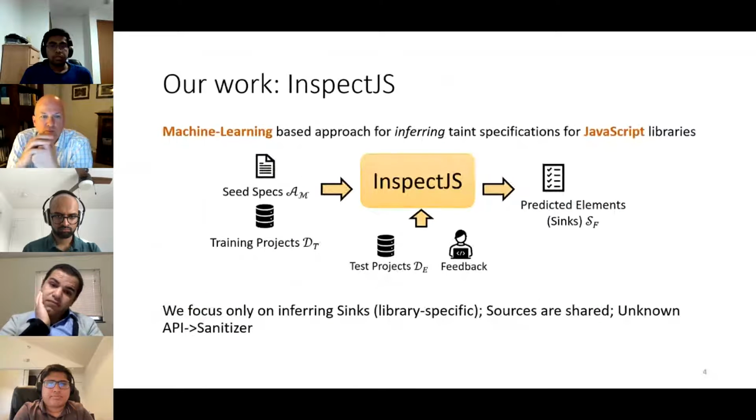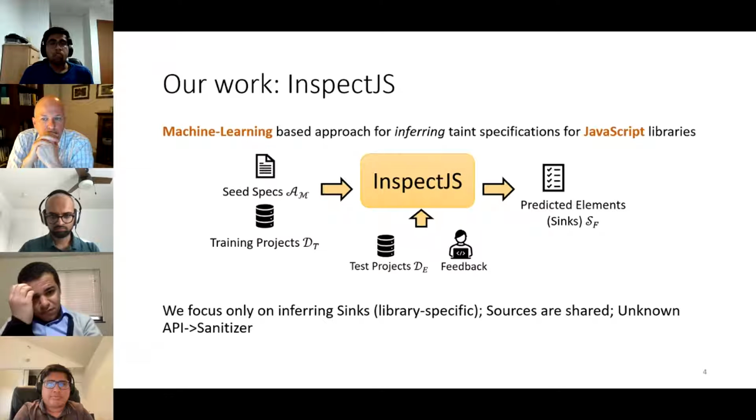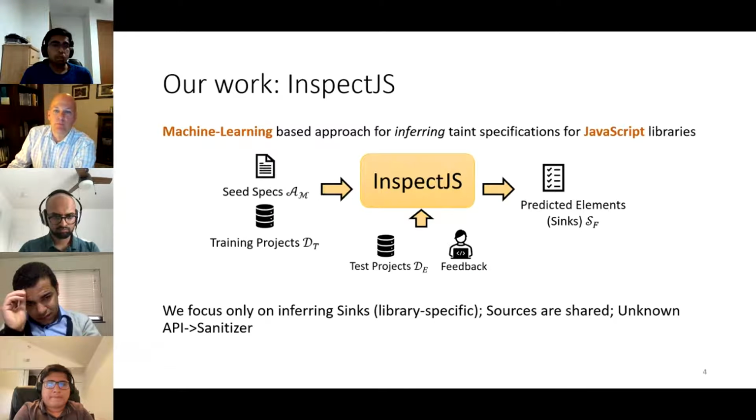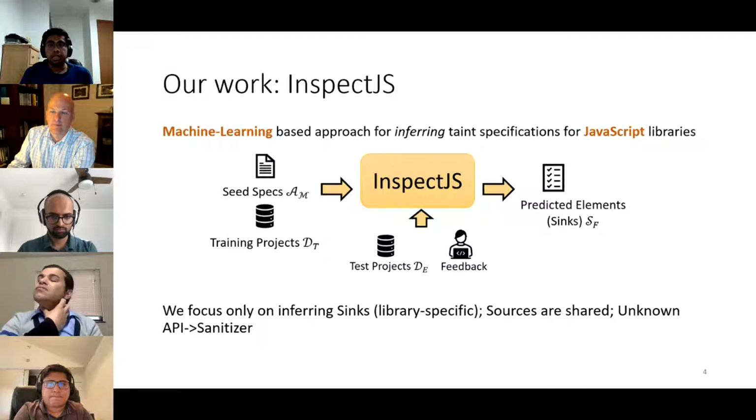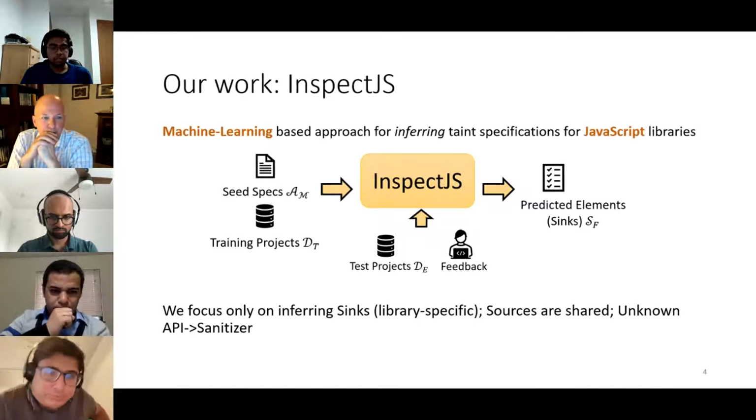To address these challenges, we developed Inspect.js. Inspect.js is a machine learning-based approach for inferring taint specifications for JavaScript libraries that can complement manually modeled specifications. At a high level, it takes some seed taint specifications and a set of training projects as input, and then it learns a set of new specifications and uses them to detect program elements in the test projects. Inspect.js also incorporates developer feedback to further refine the predictions.